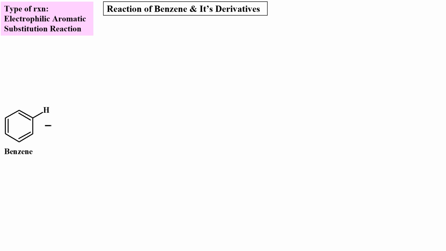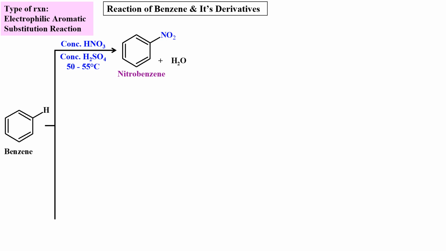In the first reaction, benzene reacts with concentrated nitric acid in concentrated sulfuric acid at 50 to 55 degrees Celsius. This will produce nitrobenzene and water. One of the hydrogen atoms at the benzene ring is substituted by a nitro group. The name of the reaction is nitration. Now we look at the second reaction.